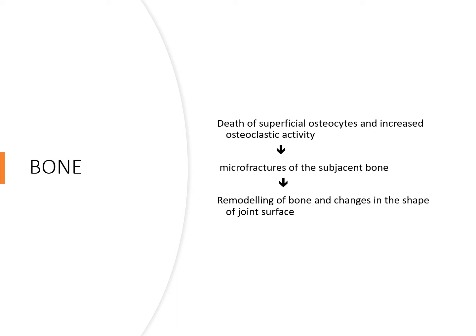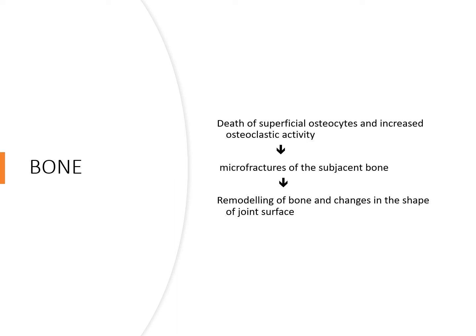So the entire weight is now falling directly over the subchondral bone, and the surfaces of the bones will rub each other. This will further damage the bony surfaces. How will it damage? There will be death of osteocyte cells and increased activity of the osteoclast cells. Once there is damage of bones, that can lead to microfractures of the subjacent bones.